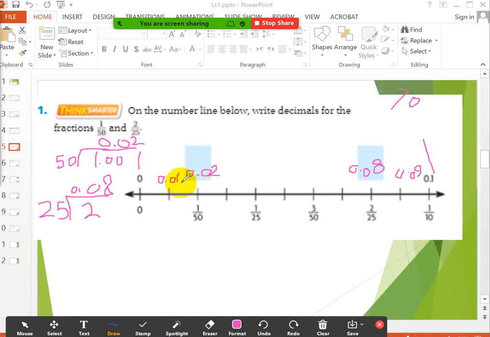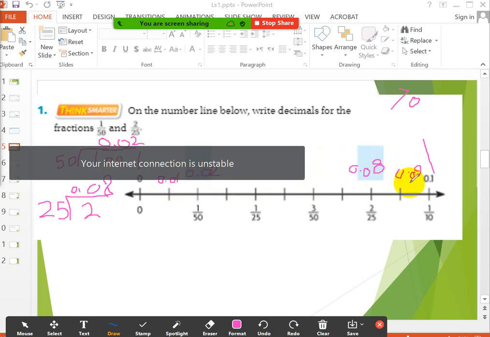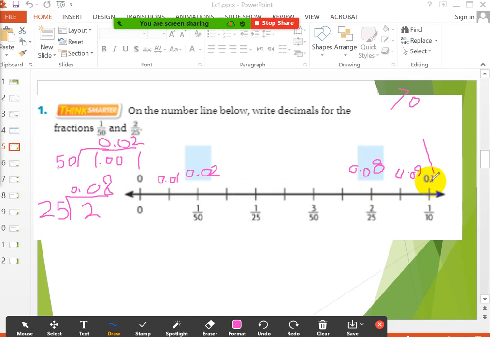with 1 hundredth, 2 hundredths, 3 hundredths, 4 hundredths, 5 hundredths, 6 hundredths, 7 hundredths, 8 hundredths, 9 hundredths, and 10 hundredths. 10 hundredths means what? 1 tenth, 0.1. So you can use this way, or you can divide as we said. Please, if you finish this, type 1 in the chat box to move to the next page.